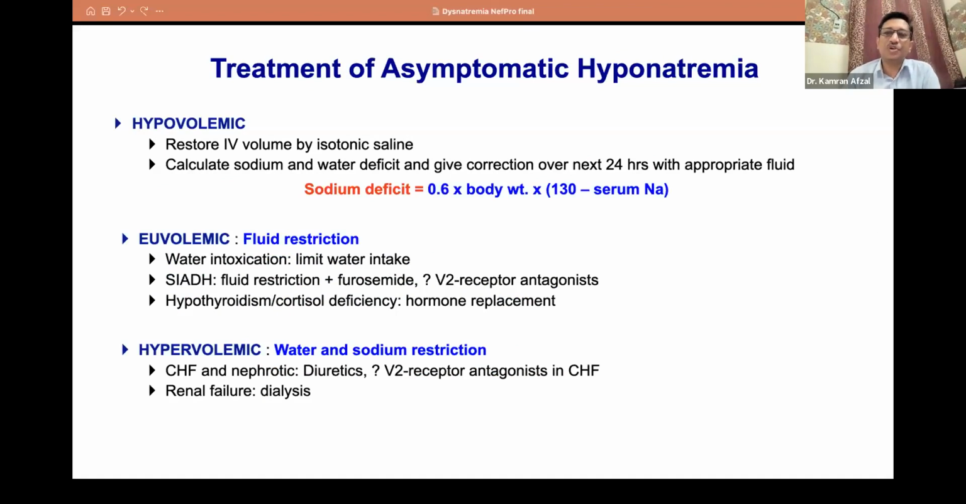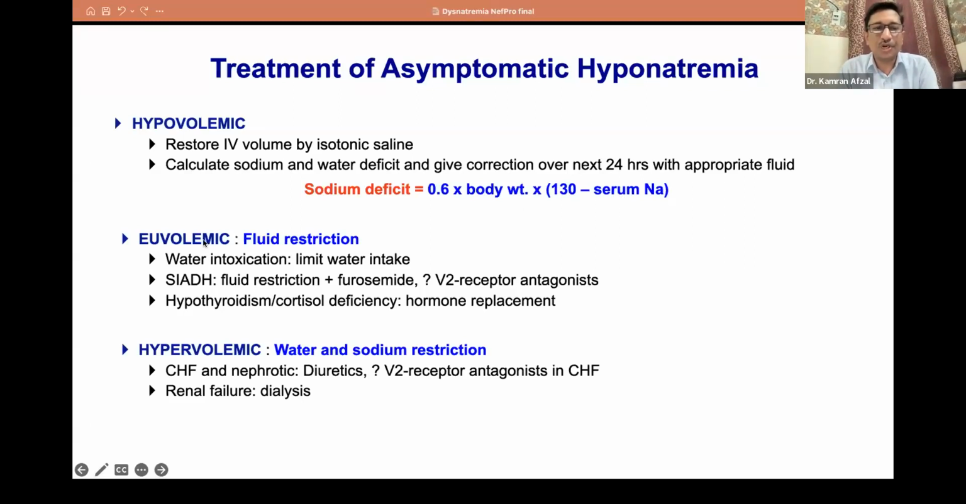Now, the treatment for asymptomatic hyponatremia requires simply correction of the volume status. As Dr. Sumantra pointed out, you look at the volume status of the patient, whether he is hypovolemic, euvolemic or hypervolemic. So in a hypovolemic hyponatremia, we simply restore the IV volume by giving isotonic saline. The sodium deficit can be assessed by using this equation, where 0.6 times body weight times the desired level that we target, 130, minus the measured sodium. This will give you the amount of sodium that is required to be replaced.